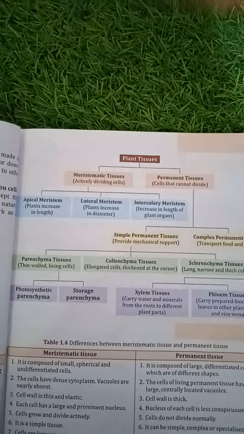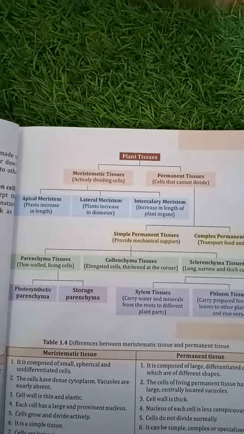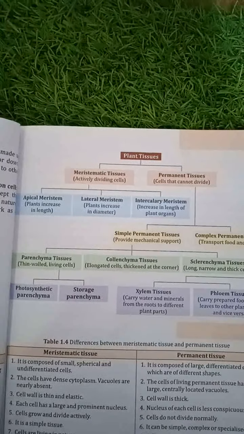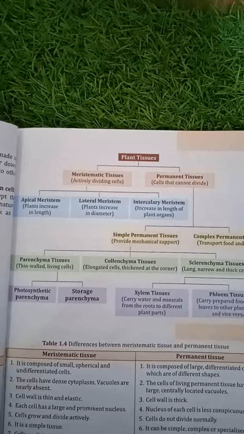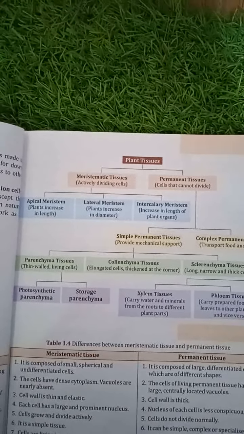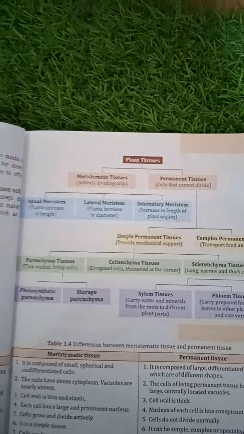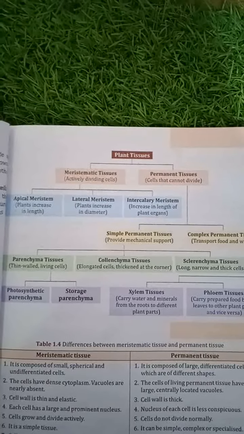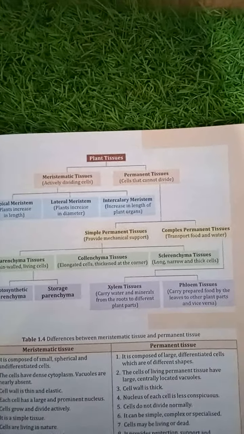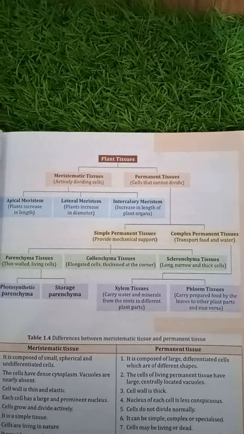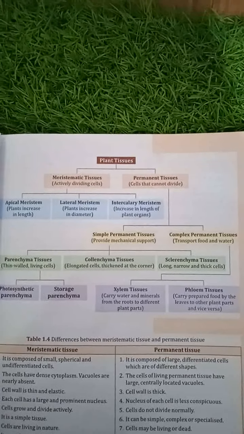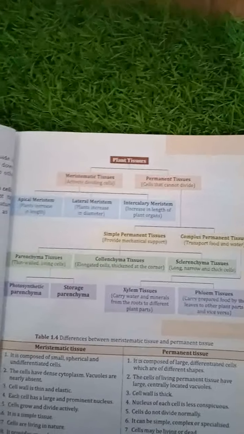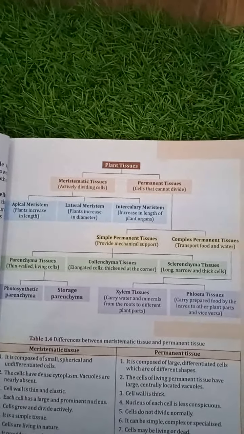Then comes the types of meristematic tissue. There are 3 types: apical meristem, lateral meristem, and intercalary meristem. Apical meristem increases the length. Lateral meristem increases the diameter, and intercalary meristem increases the length of plant organs. Then comes the permanent tissue types. Permanent tissues are of 2 types, simple permanent and complex permanent. What is the function of simple permanent? It provides mechanical support to the plant. But complex permanent transports food and water.